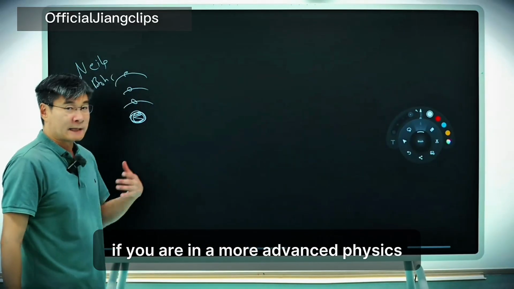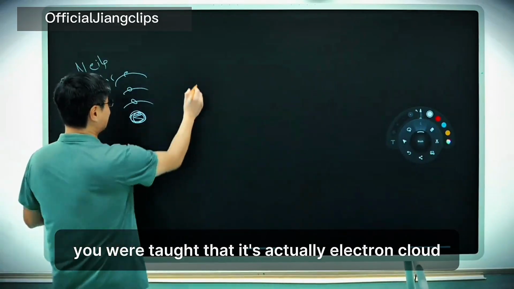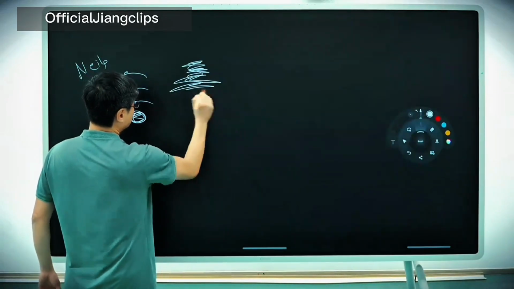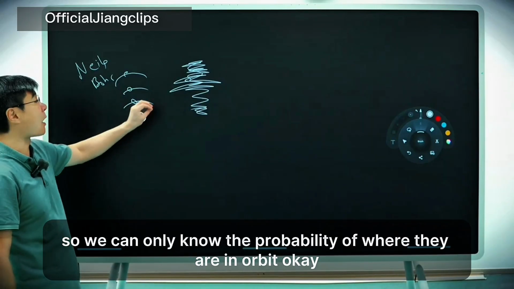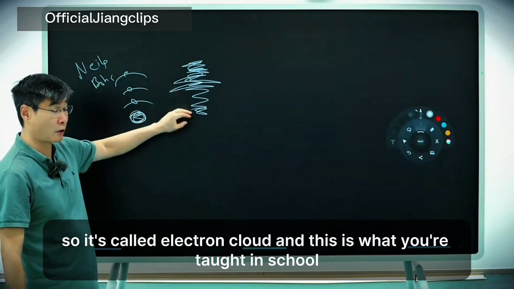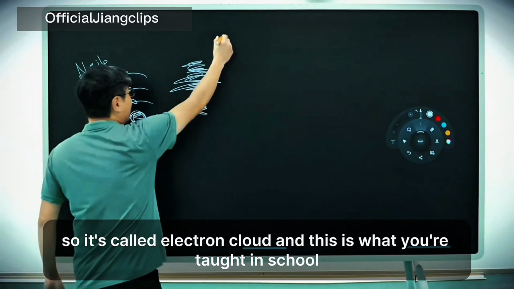If you are in more advanced physics, you were taught that it's actually an electron cloud. Why? Because we never know for sure where electrons are. So we can only know the probability of where they are in orbit, okay? So it's called an electron cloud. And this is what you're taught in school.